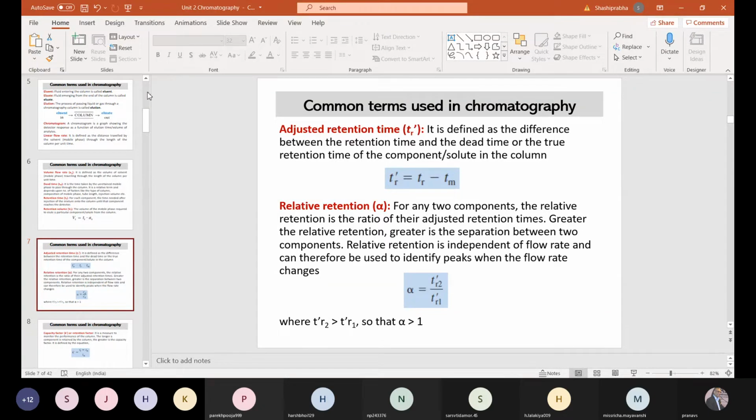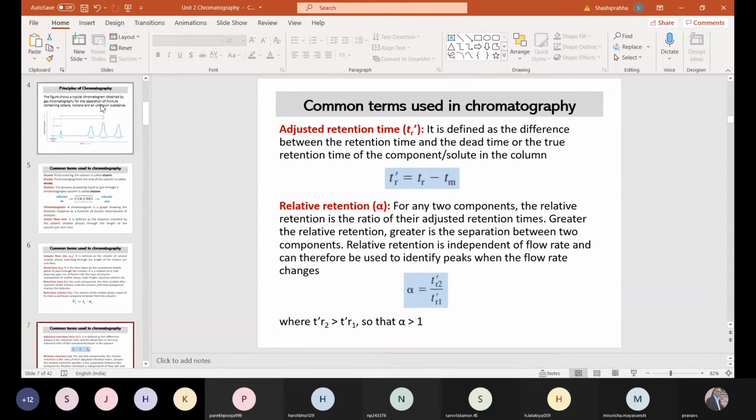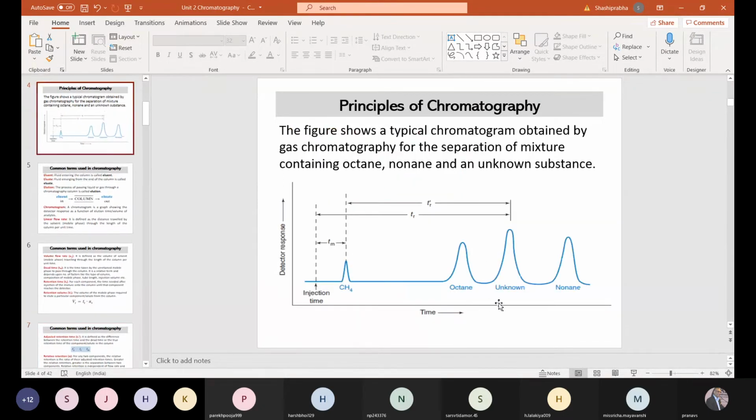और यही चीज हम इस फिगर में देखते हैं. Again, this is what is shown here. What is shown? This is analyte 1, analyte 2, analyte 3.